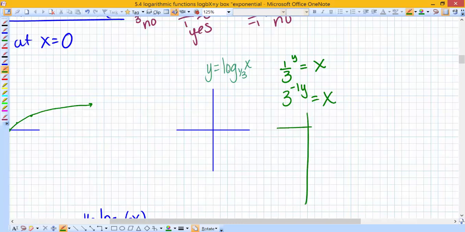So now I'm going to make my table, x and y. And don't forget, we're picking for y because that's our exponent: -2, -1, 0, 1, and 2. So when I plug in -2, this is 3 to the -1 times -2. Well, that's +2, and 3 squared is 9. Now I'm going to plug in -1. -1 times -1 is +1, and 3 to the 1 is 3.